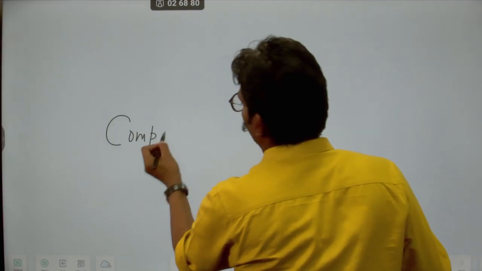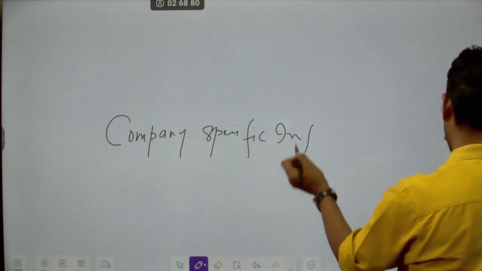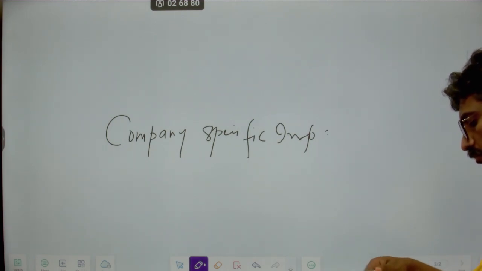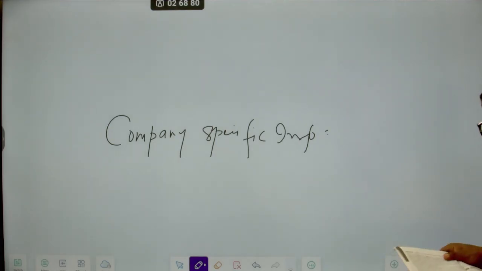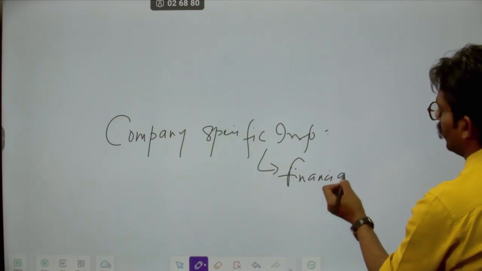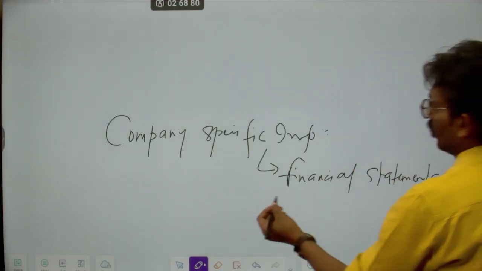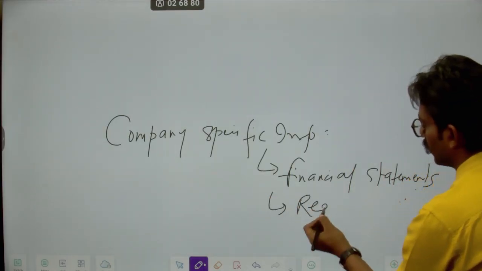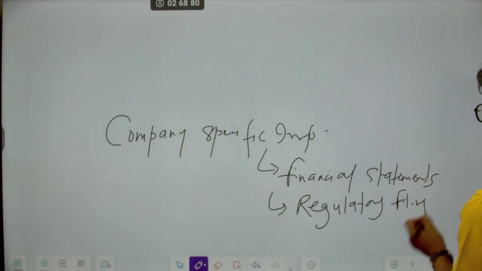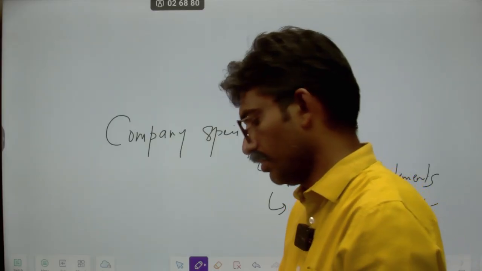Company specific info will come from what all sources will you use for company specific? बोलिए. हाँ, financial statements. So it will come from financial statements. And where else will you see that? बताओ. हाँ, so regulatory filings. Reports हो गए. So it is regulatory filings. You will compare. So like for example, filings done to RBI, SEBI, exchanges. Those are regulatory filings. ठीक है?